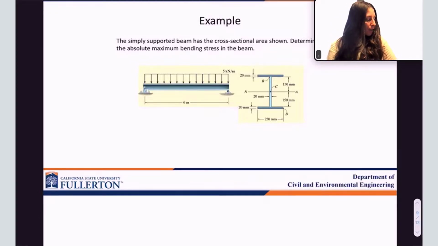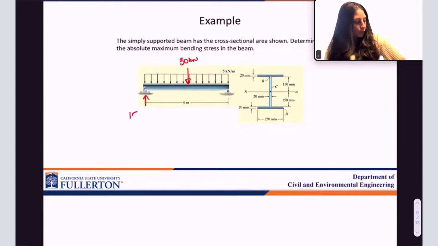So we have 5 kilonewtons per meter times 6 meters to get the resultant of 30 kilonewtons, which means we have reactions of 15 kilonewtons on each side. Why do I need that information? Because if I want to get the absolute maximum bending stress, that means sigma max equals MC over I. I need M, I need C, and I need I. I need to get the moment.